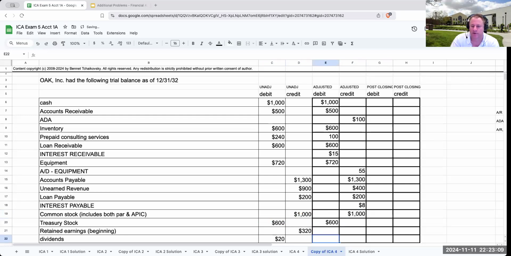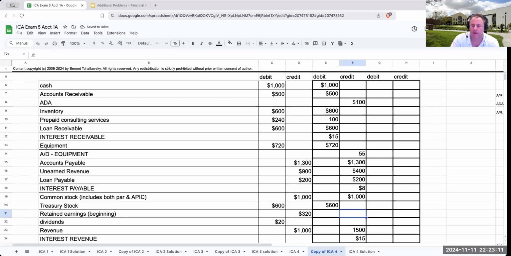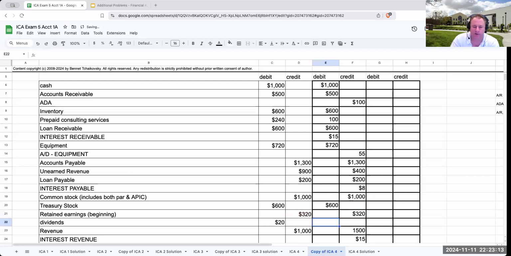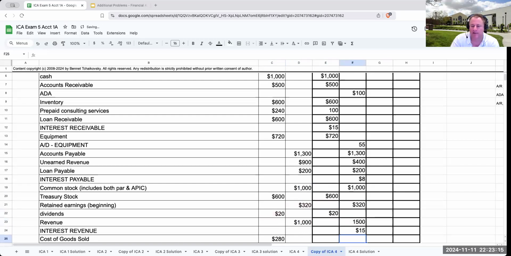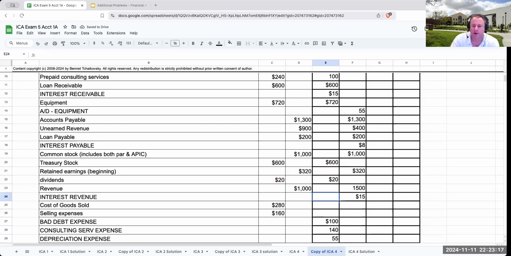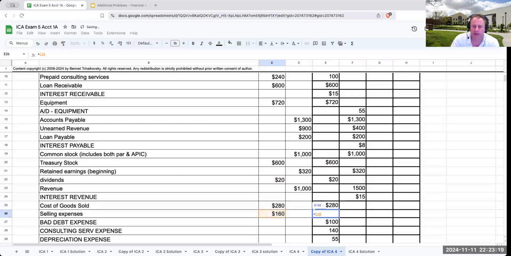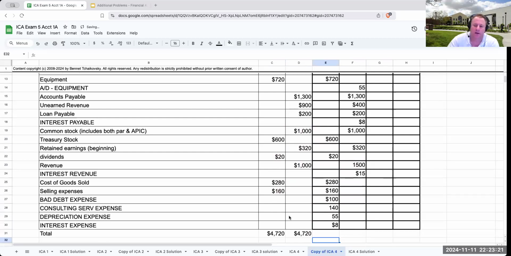Treasury stock over here at 600. My beginning retained earnings were at 320. I had dividends. My cost of goods sold 280, 160. And hopefully, when I've gone through and looked at all this, my total debits equal my total credits.